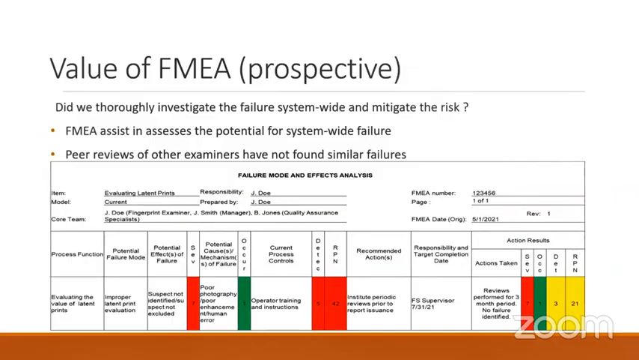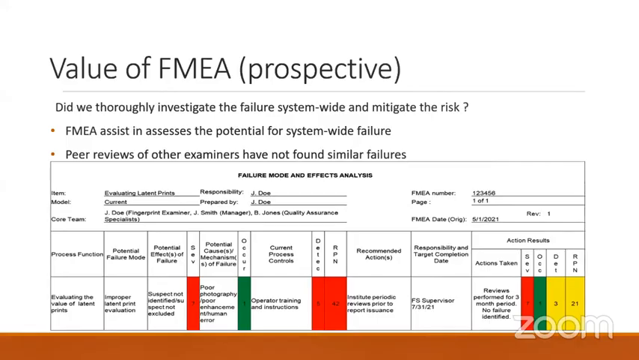So we've looked at this failure retrospectively, looking backwards, and now we're going to look at it prospectively, the same failure. We're going to take a look at the other examiners who may or may not have found similar problems in their peer reviews. In this particular instance, there were no peer reviews that identified a similar problem. What we have in front of you here is a failure mode and effects analysis worksheet.